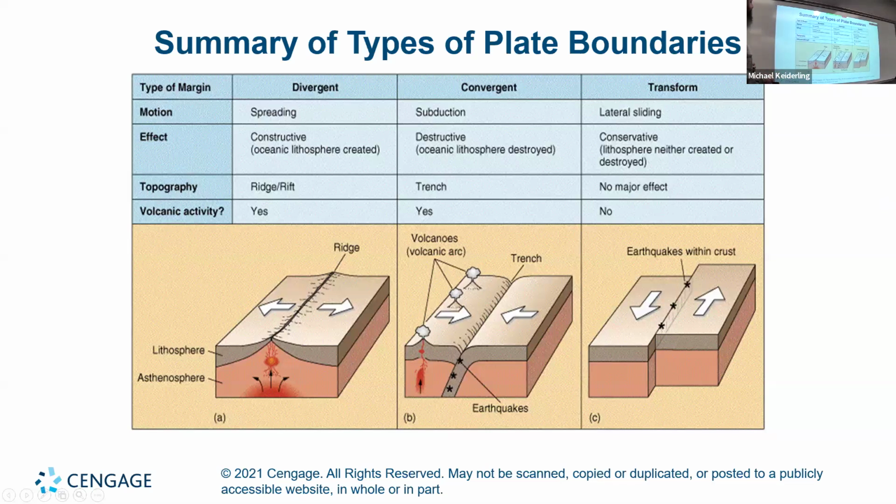So this is a summary of the different types of plate boundaries. We have divergent boundaries, which make new oceanic lithosphere, convergent boundaries, which destroy it, and transform boundaries, where crust is neither created nor destroyed. So going apart makes new crust, coming together destroys old crust and can make volcanoes and such, and transform boundaries give you earthquakes.